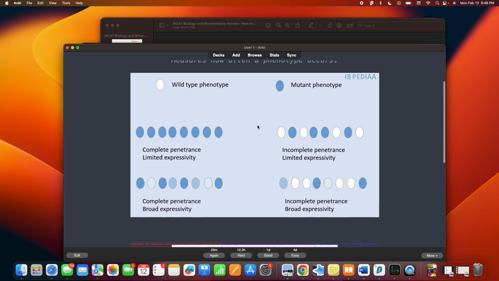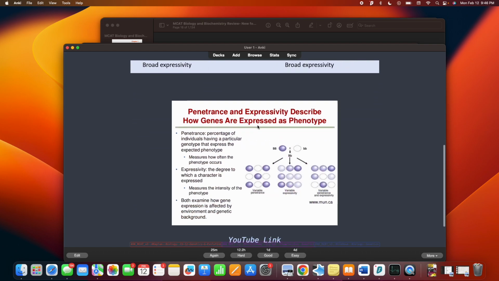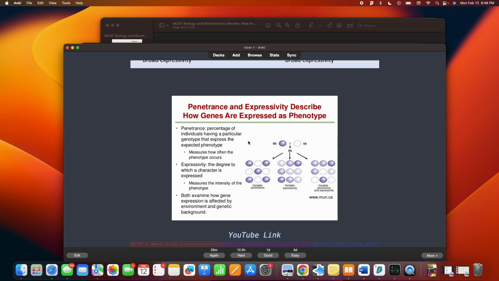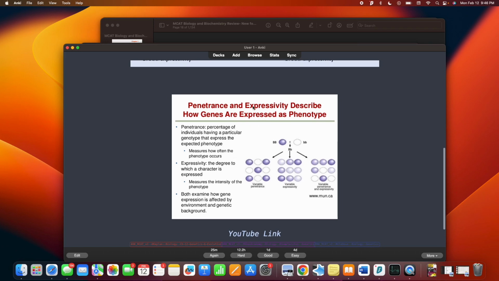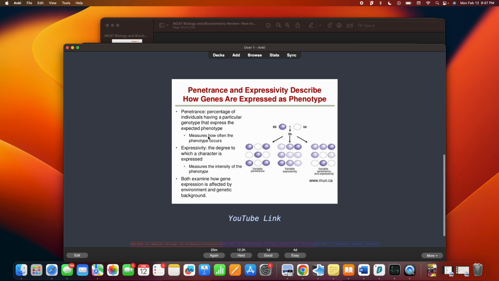We also have complete penetrance and incomplete penetrance, and it's related to expressivity. Penetrance and expressivity describe how genes are expressed as phenotype. Penetrance is the percentage of individuals having a particular genotype that express the expected phenotype. It measures how often the phenotype occurs. Expressivity is the degree to which a character is expressed. It measures the intensity of the phenotype. Both examine how gene expression is affected by environment and genetic background.